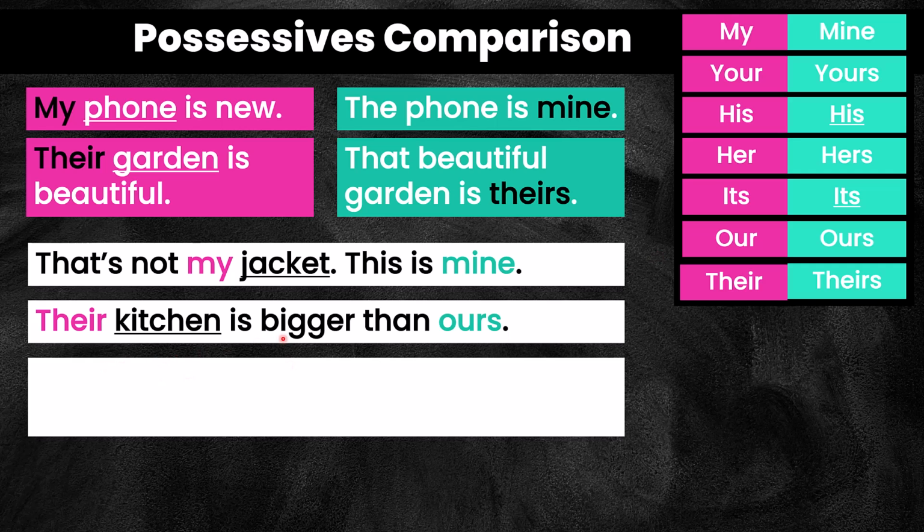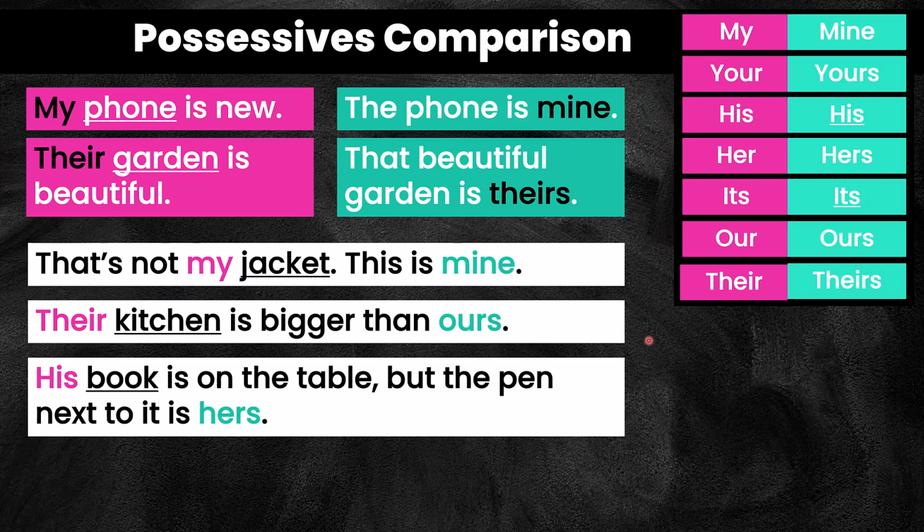Their kitchen is bigger than ours. Again, using the possessive pronoun ours makes it less repetitive than saying their kitchen is bigger than our kitchen. Ours refers to our kitchen. His book is on the table, but the pen next to it is hers. So remember that when you're using a possessive adjective, it usually always comes before a noun. And when using a possessive pronoun, it stands alone. It does not come before a noun.